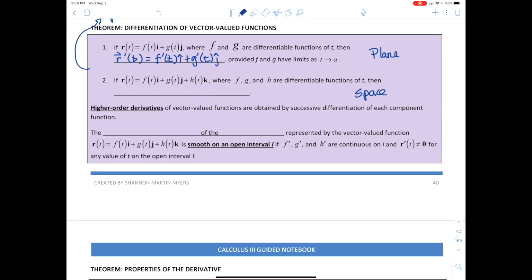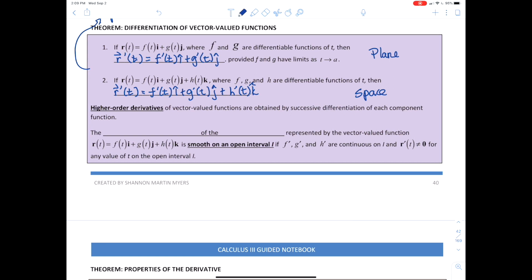Okay, so then the second one: if r at t is f at t times i plus g at t times j plus h at t times k, where f, g, and h are differentiable functions of t, then r prime at t is going to be f prime at t times i plus g prime at t times j plus h prime at t times k.